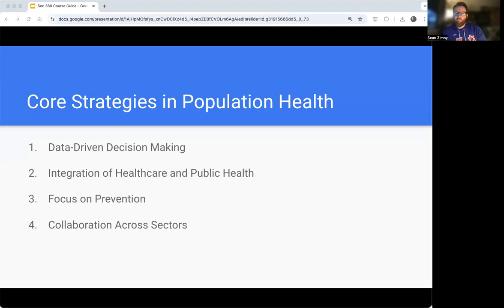And three, a focus on prevention. So addressing root causes of disease and illness through interventions like improving housing, reducing pollution, and promoting healthy behaviors. And then finally, collaboration across sectors. In population health, we're engaging healthcare providers, policymakers, community organizations, and businesses to address broader determinants of health. We're connecting and collaborating across this interdisciplinary model. That is what population health is.